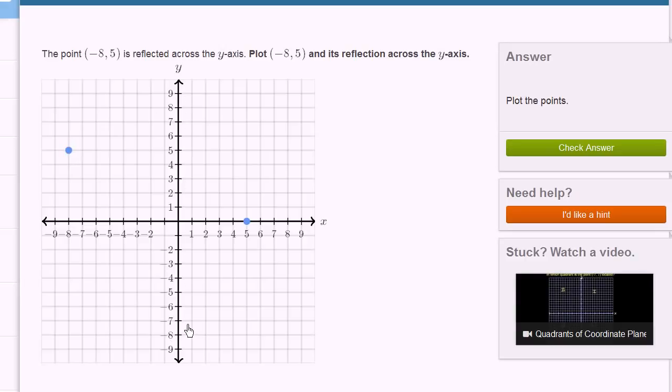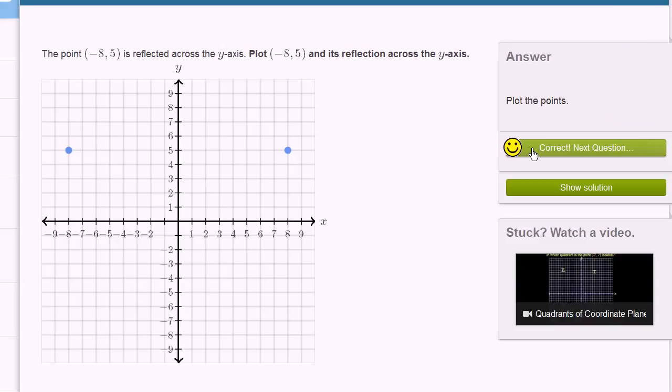The y-axis. And so you can imagine if this was some type of lake or something, and you were to see its reflection, and this is, say, like the moon, you would see its reflection roughly around here. You would see it an equal distance away from the y-axis. So you would see it at 8 to the right of the y-axis, which would be at +8, and still 5 above the x-axis. So that's its reflection right over here. Its reflection is the point 8, 5.